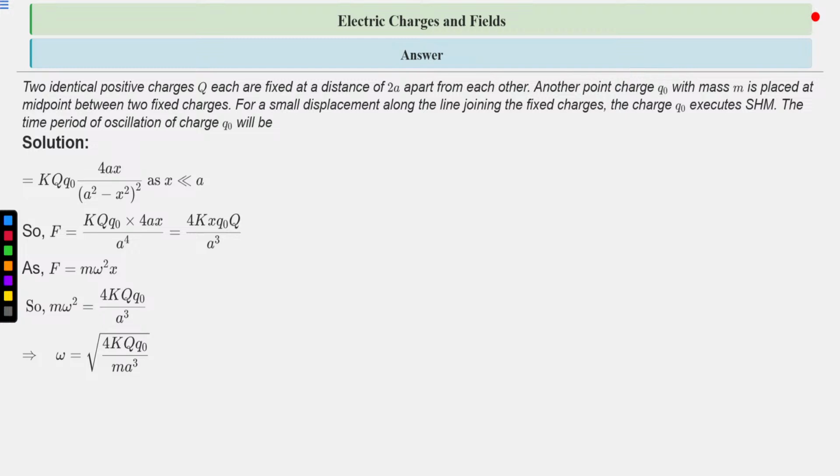And we have to find the time period. We know time period is equal to 2 pi upon omega. So time period is 2 pi upon omega, and after putting the value of omega, we will find this value of time period, that is root 4 pi cube epsilon naught m a cube upon Q naught Q. So this is the final answer.